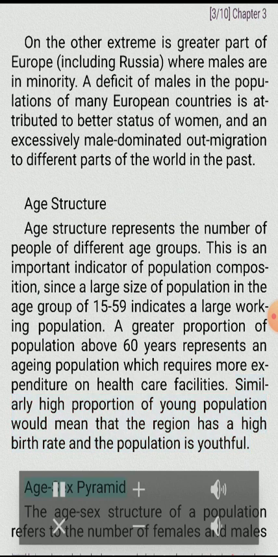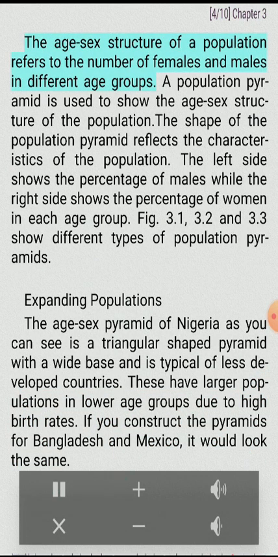Age-sex pyramid. The age-sex structure of a population refers to the number of females and males in different age groups. A population pyramid is used to show the age-sex structure of the population. The shape of the pyramid reflects the characteristics of the population. The left side shows the percentage of males while the right side shows the percentage of women in each age group. Figures 3.1, 3.2 and 3.3 show different types of population pyramids.